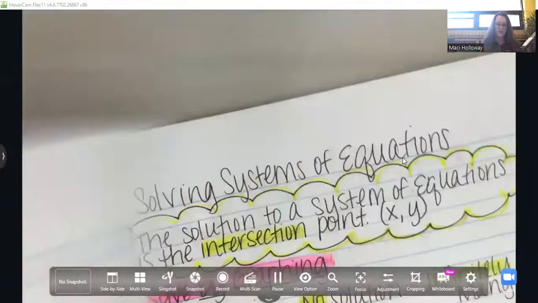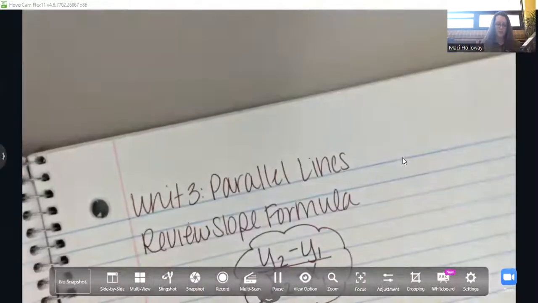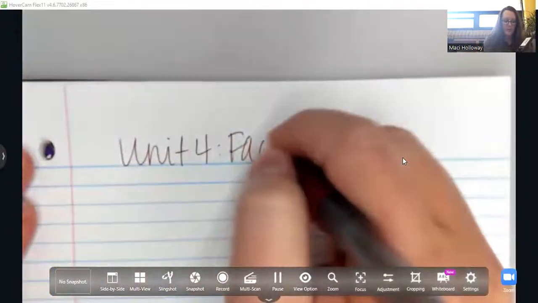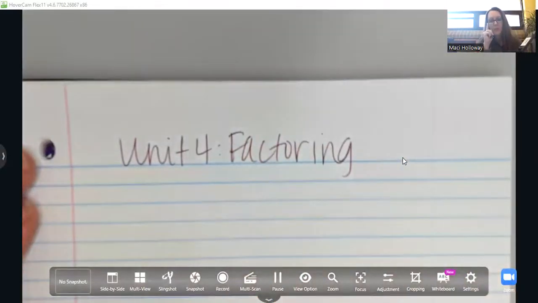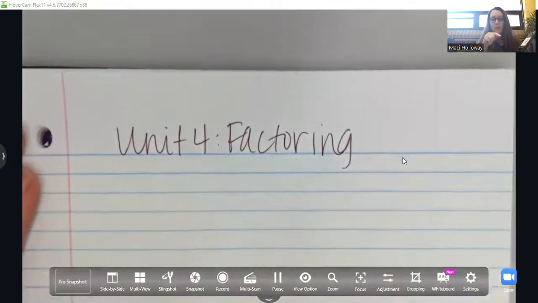Okay, so we are going to start our next unit. This is going to be unit 4, and we are going to start by reviewing factoring. So this is unit 4, and we're going to be factoring today. We're going to be factoring two ways. One is greatest common factor, and the other is factoring by grouping.